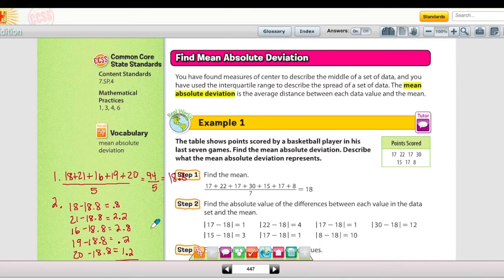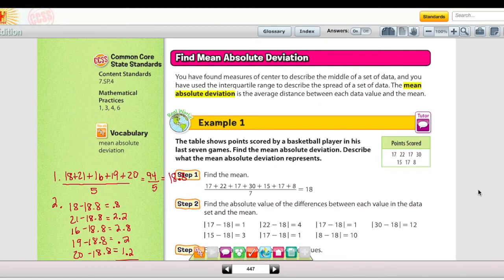In the middle of page 447, you have the definition of mean absolute deviation. The mean absolute deviation is the average distance between each data value and the mean. So in order to find the mean absolute deviation, we're first going to have to calculate the mean, and then find out how far each data point is from that mean, and then find the average of those distances.